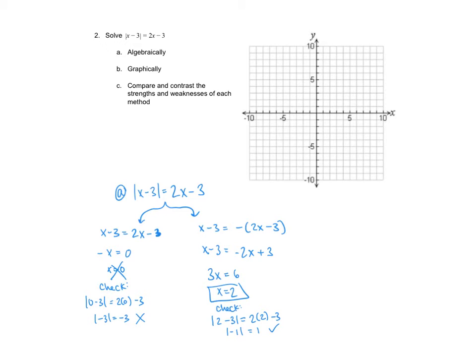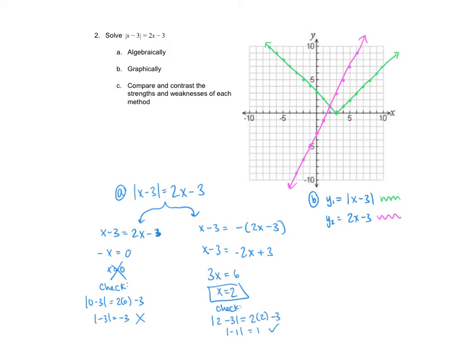Okay, so now what we should do is we should solve this graphically. So for b, I want you to draw the first equation, which is absolute value of x minus 3. And then I want you to draw the second equation, which is 2x minus 3. So press pause and draw those.